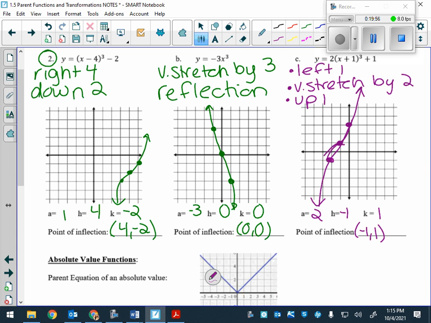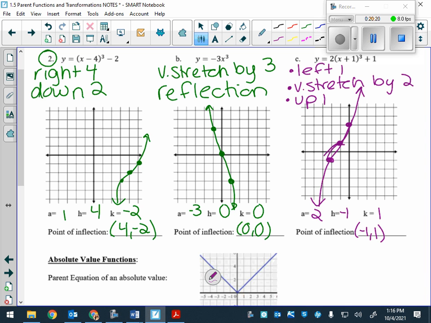Okay. Any questions on cubics? Yeah. No, negative just means reflection. Okay, great question. So anytime you are determining stretch or compression, you always want to take the absolute value. The negative only means reflection.